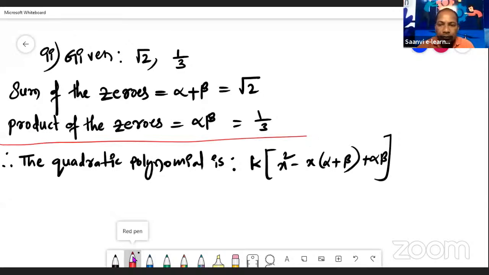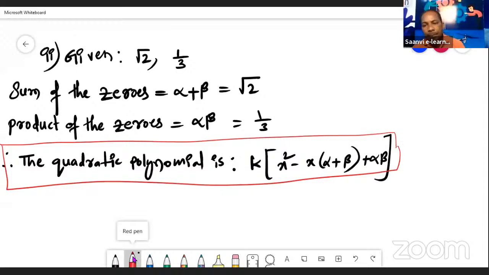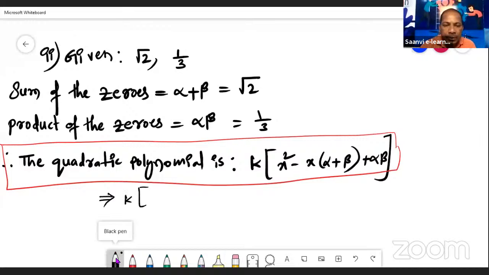So this quadratic polynomial formula, you have to remember. Okay, children. Now substitute the values in the formula. When we substitute the values in the formula, k of x squared minus x into alpha plus beta. What is the alpha plus beta value? Root 2. In the place of alpha plus beta, write root 2. Plus alpha beta. What is the alpha beta value? 1 by 3.